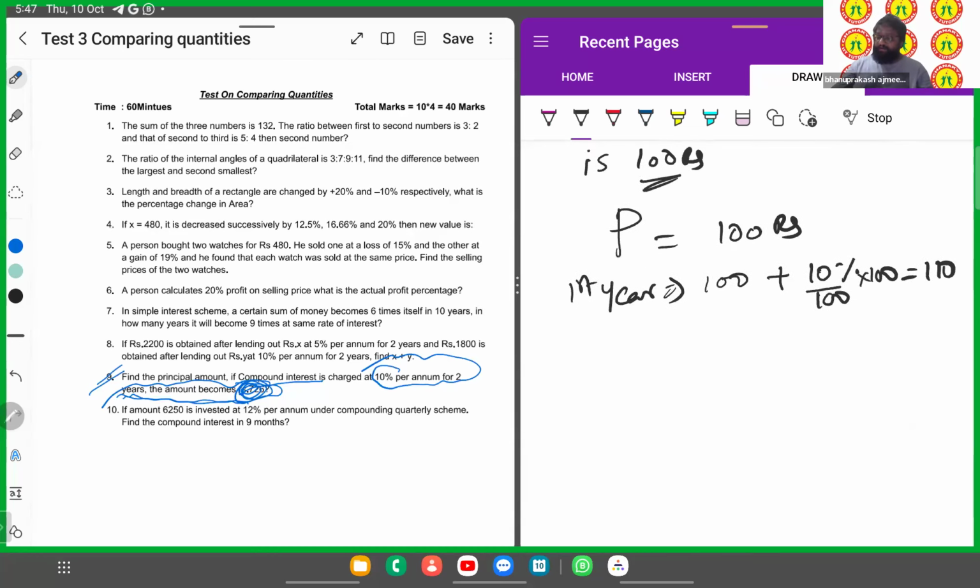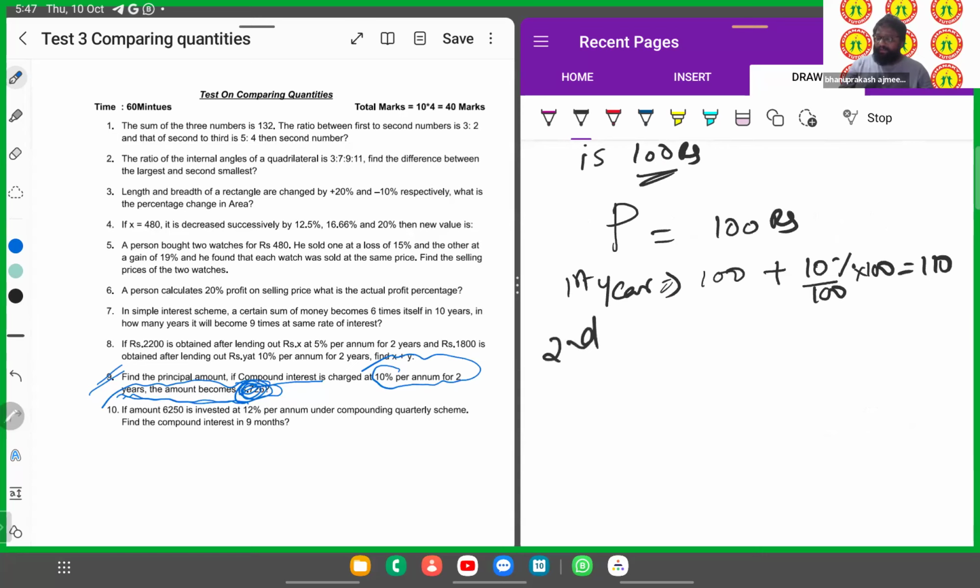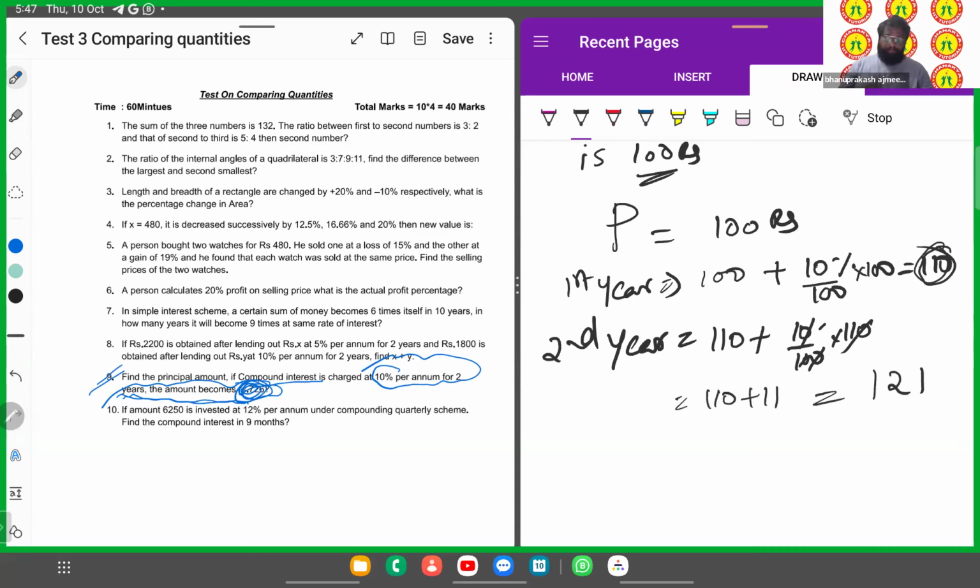Correct. And if I go for the second year, because they said only for 2 years, I will consider this amount as the principal. So this will become my principal. So 110 plus 10%, that is 10 by 100 into 110. So overall, I will be getting 110 plus 11, which will be equal to 121.